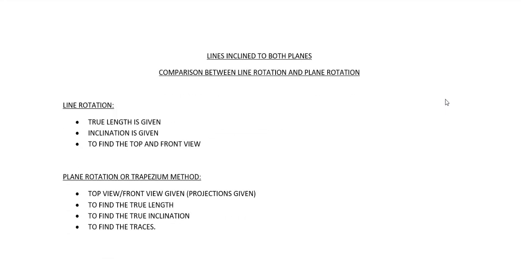Basically, in the questions that deal with the line rotation method, the true length will be given and the inclination will also most probably be given, and the objective will be to find the top and the front view. In the plane rotation method, or the trapezium method, the top view and the front view, that is the projections, will be given, and you will be asked to find the true length, the true inclination, and also the traces. These things are better found out using the plane rotation or the trapezium method. So we'll see what the concept of the trapezium method is.